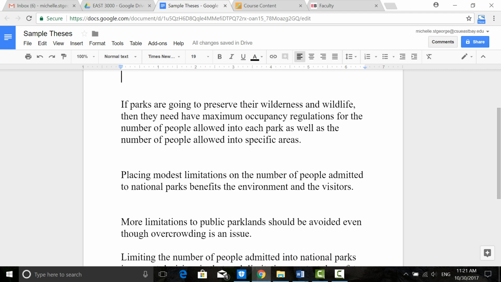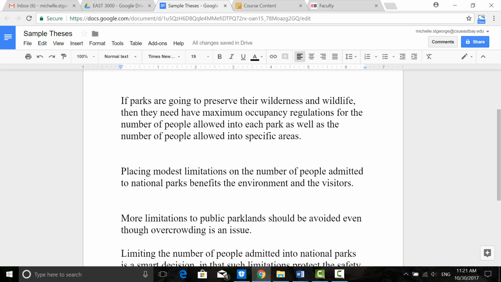Okay, let's look at our second one. "If parks are going to preserve their wilderness and wildlife, then they need have maximum occupancy regulations for the number of people allowed into each park, as well as the number of people allowed into specific areas." Okay, so this one's a mid to low thesis statement. Notice they say if parks are going to preserve their wilderness and wildlife. This is pretty strong, this first line. Notice that it sets up their rationale or their justification, right, for their position. They're saying this is why, because we need to preserve these things.